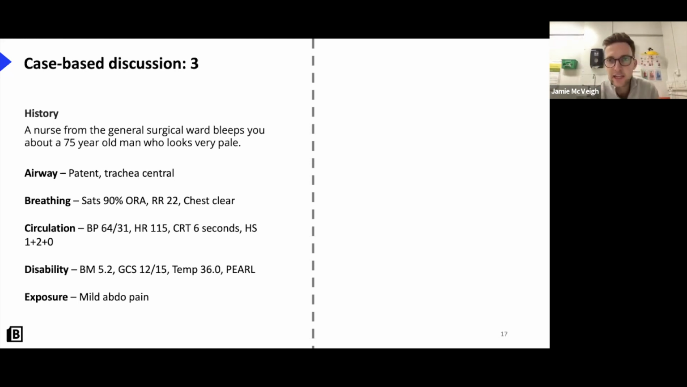Yes, he will likely be peripherally shut down. He might well have a cannula in, okay? It's quite rare that you see a patient on a general surgical ward who's got PR bleeding that doesn't have a big cannula in. If he doesn't, try anywhere you can get a cannula is fine, okay? This man needs fluid, needs blood.